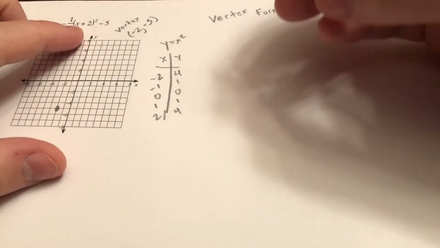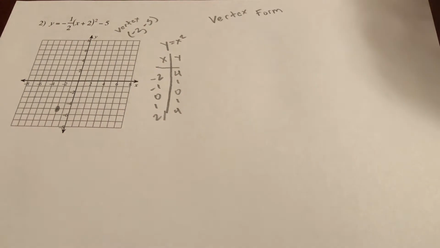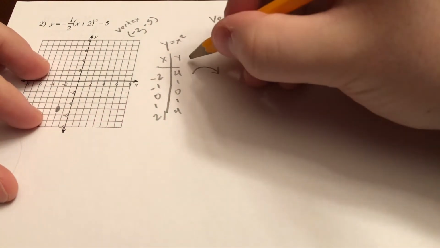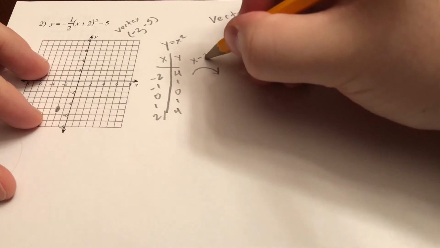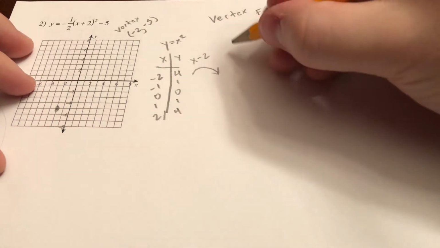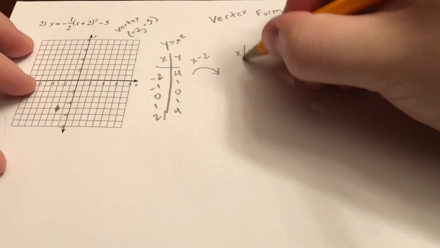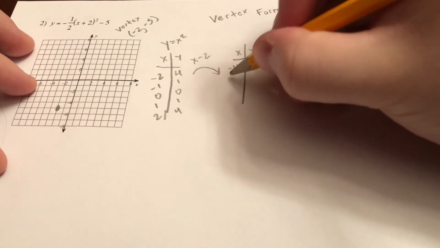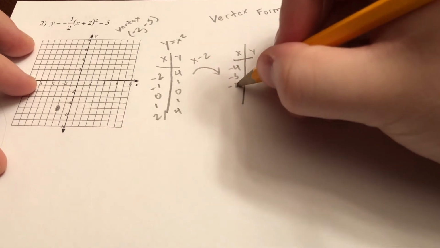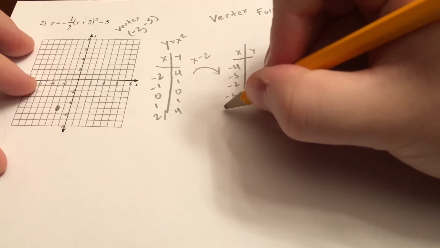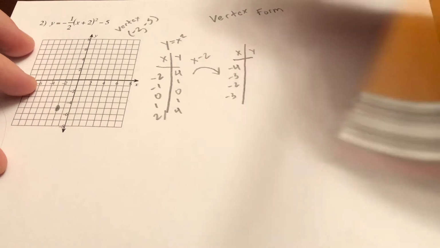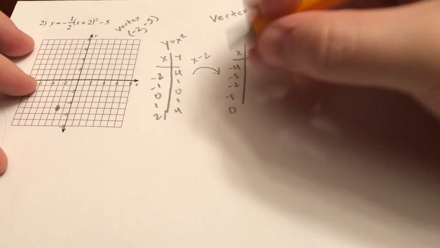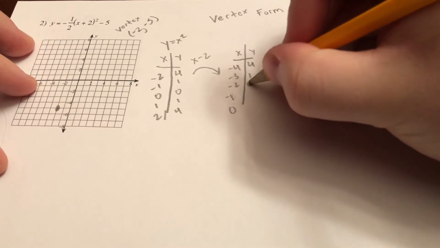So first thing I see in terms of steps is I need to subtract 2 from the x. We're doing the horizontal translation. So that means I get x: -4, -3, -2, -1, 0. Oh, sorry. The y values don't change.